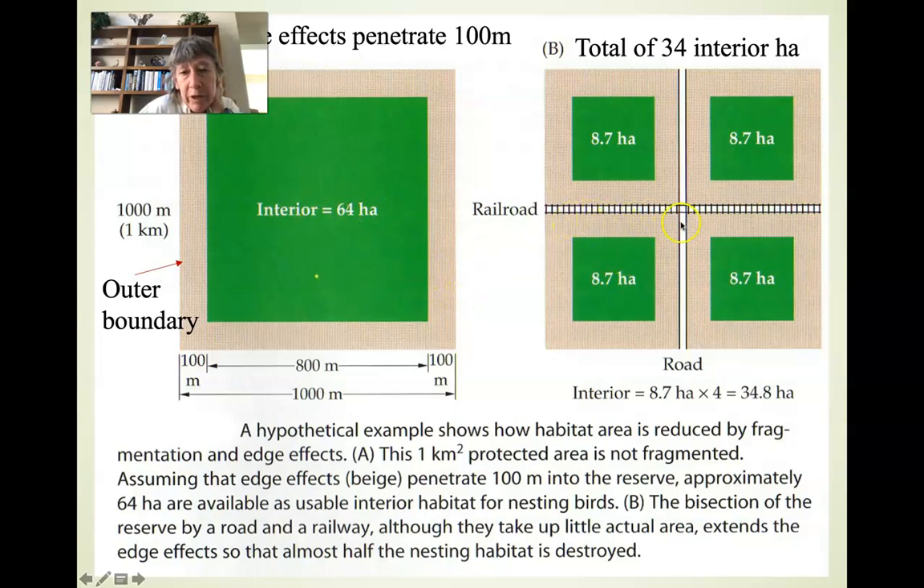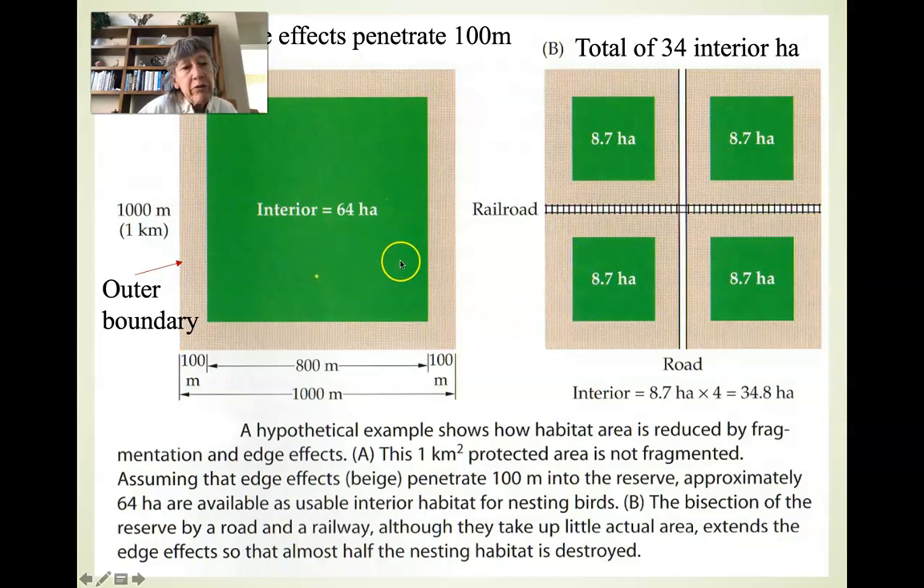And so in this next image, we've basically taken this reserve and we've thrown a road through the middle of it, and then we've sent a railroad across it. And even though the road and the railroad do not take a whole lot of room inside the reserve, it significantly has increased the edge effects because, again, the hypothetical edge effects penetrate 100 meters from the outer boundary of the reserve to the inner boundary of the reserve that's not affected by edge effects.